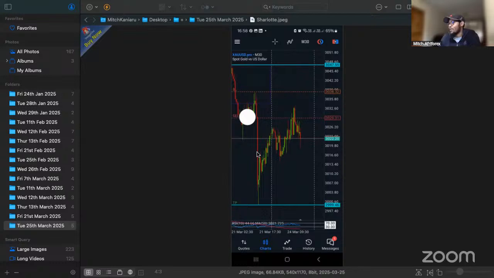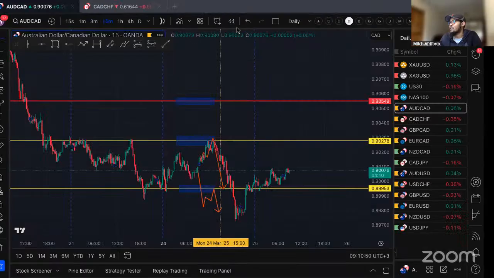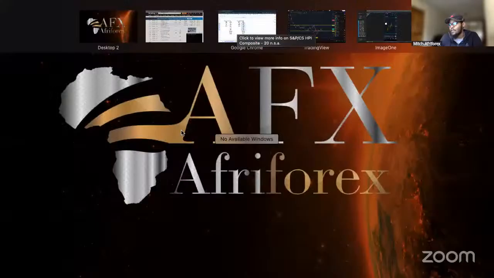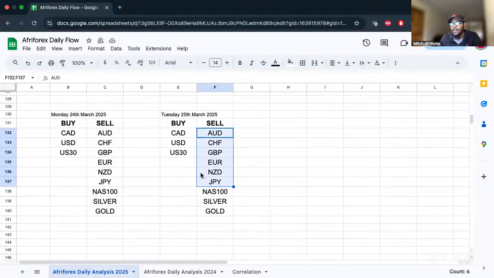So let's jump straight into today's pairs. Remember, we are still focusing on the same pairs that we had yesterday. So we'll start off with the Canadian dollar pairs, mix and match them with the pairs on the sell side, then move on to the US dollar, do this exact same thing before we have a look at the indices.